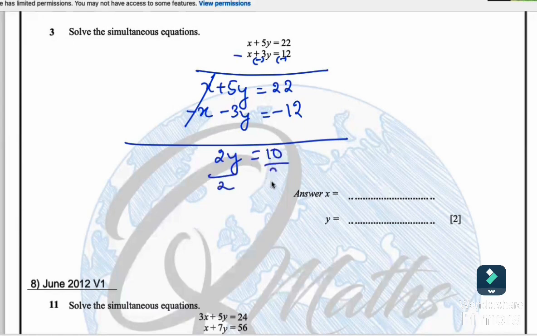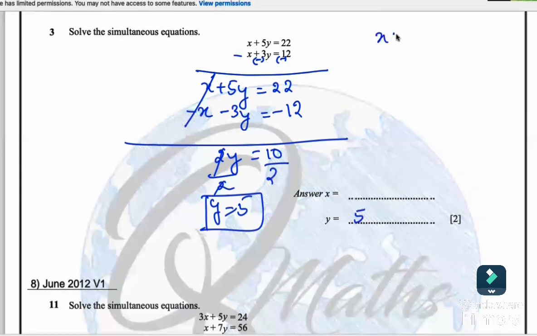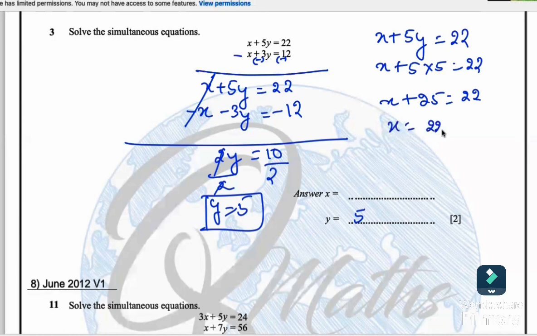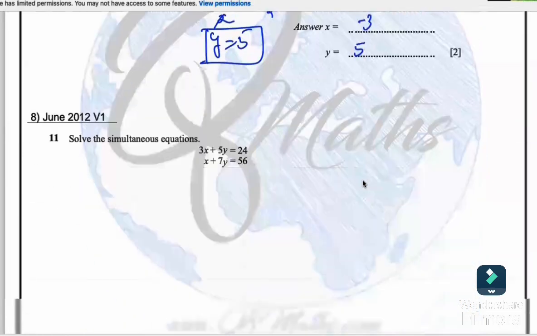If I divide by 2 on both of the sides, I'm going to get the y as 5, right? I received my y as 5. Now I have to get my value of x, right? Therefore, x plus 5y is equal to 22. Therefore, x plus 5 into 5 is equal to 22, or x plus 25 is equal to 22, right? Therefore, x is equal to 22 minus 25, which is x is equal to minus 3. Therefore, I will write my symbol as minus 3.